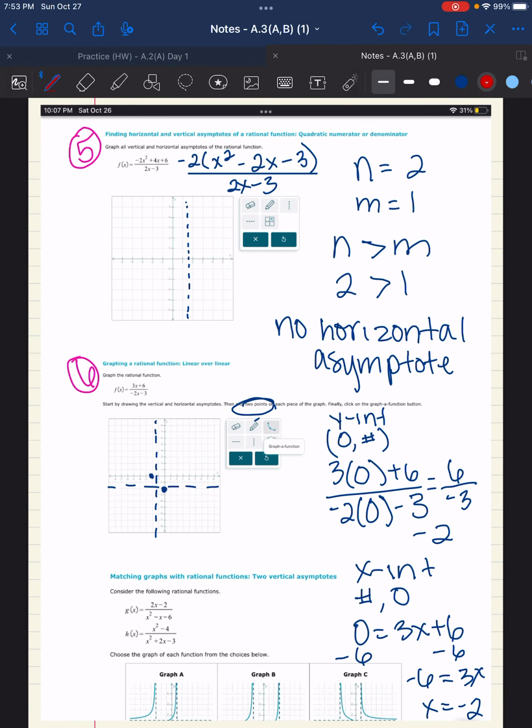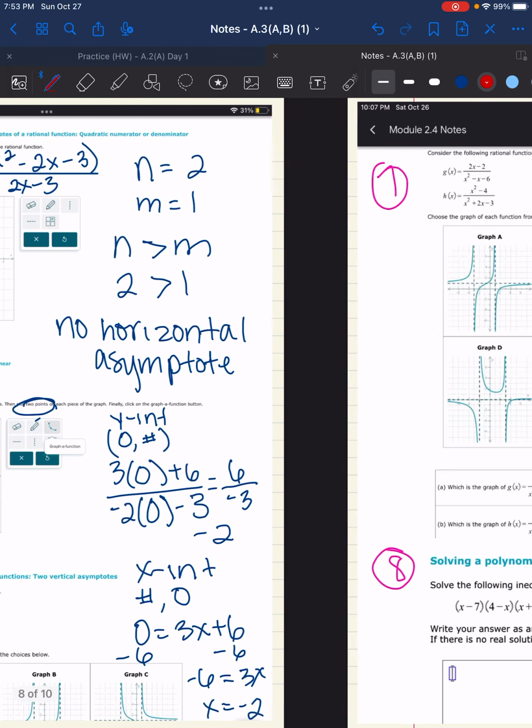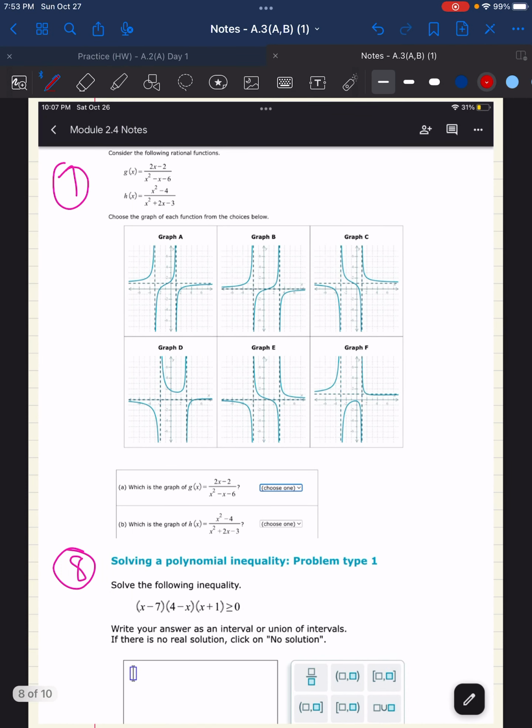We looked at number 5 in the previous video, number 6 in the previous video, number 7. This is a graphing calculator. So you're going to take each one of these functions and type them into Desmos. For that first one, when you type it in Desmos, you have two that look similar. You have C and E that look very similar.